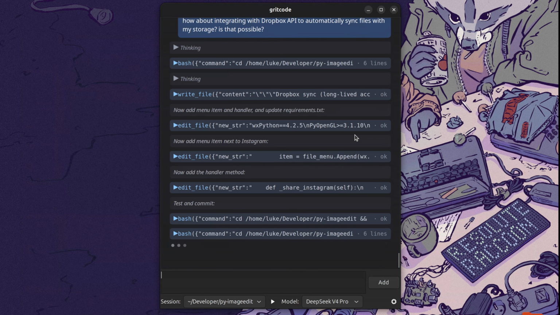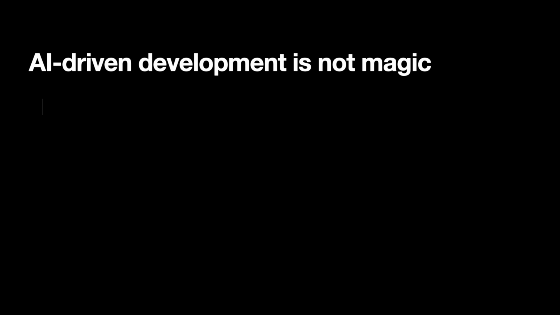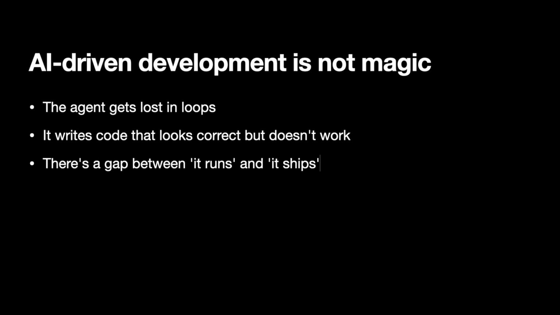Now, I should mention something. AI-driven development is not magic. The agent sometimes gets lost in a loop trying to fix the simplest bug, or confidently writes code that looks correct but doesn't actually work. There is a gap between it runs and it ships, and crossing that gap takes some real-world know-how.